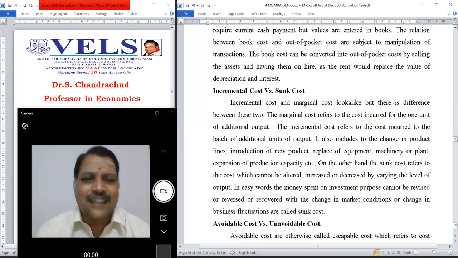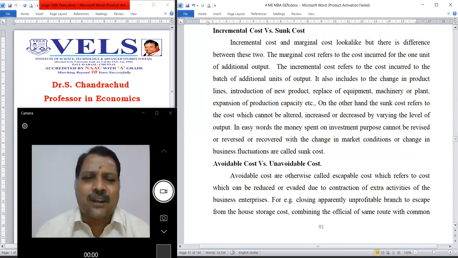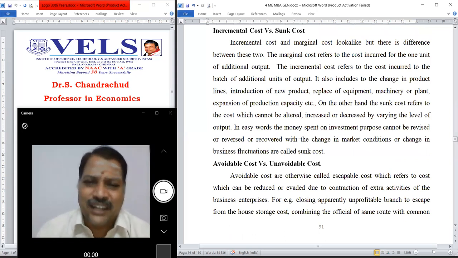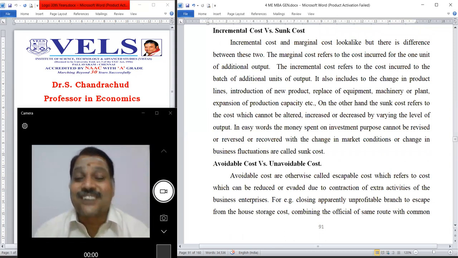On the other hand, sunk cost refers to the costs which are not altered, increased or decreased by varying the level of output, because that particular cost you have to incur irrespective of the level of output. In easy words, money spent on investment purposes cannot be revised, reversed or recovered with the change in market condition or business fluctuation. It is called sunk cost. So incremental cost is a cost incurred for the additional batch of units, but sunk cost is a cost invested irrespective of the output.